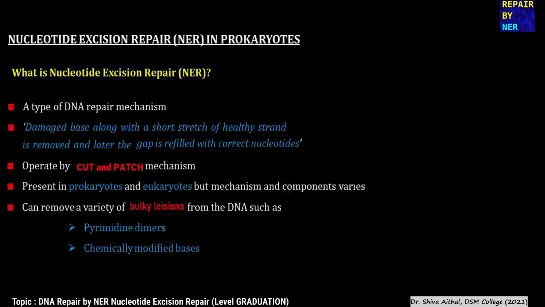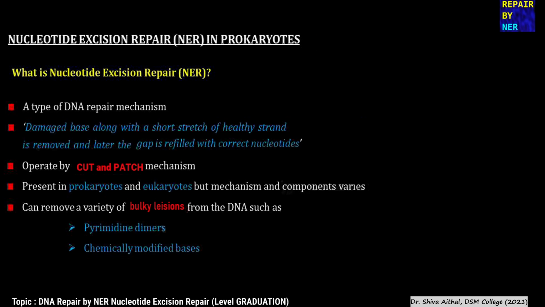This is a type of DNA repair mechanism, as you have already come to know. The definition of NER can be put forth as a type of DNA damage repair mechanism where the damaged base along with a short stretch of healthy strand is removed and later the gap is filled with correct nucleotides by the polymerase enzyme. This mechanism is a cut and patch mechanism. Nucleotide excision repair functions by a cut and patch mechanism.